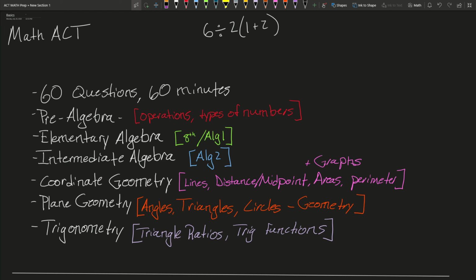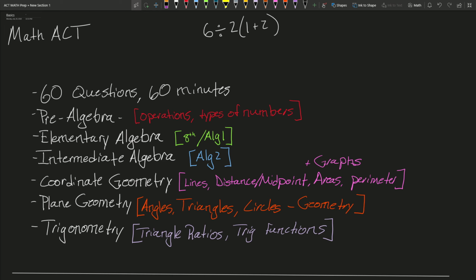All right. So of those 60 questions, there are a couple different topics. Okay, there's pre-algebra, which covers things like operations, types of different numbers, and just in general, like different terms of mathematics. Okay, stuff that you've been probably talking about for, again, since fourth, fifth, sixth, all the way up until right now. All right. Think of that as like middle school math.